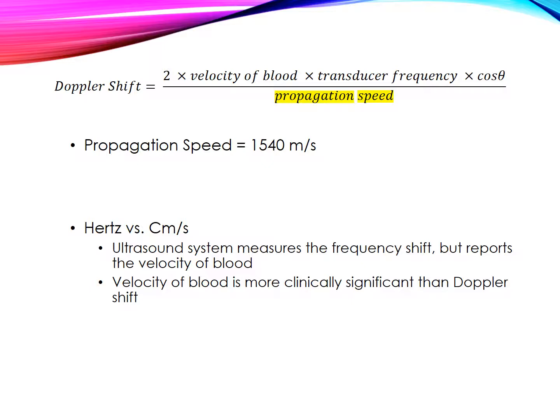The last part of the Doppler shift equation is just to memorize that propagation speed is the same. It's the same as it's always been for soft tissue ultrasound, 1540 meters per second.